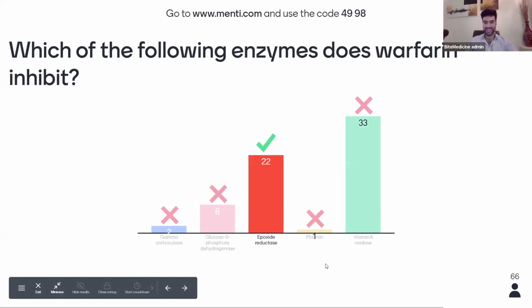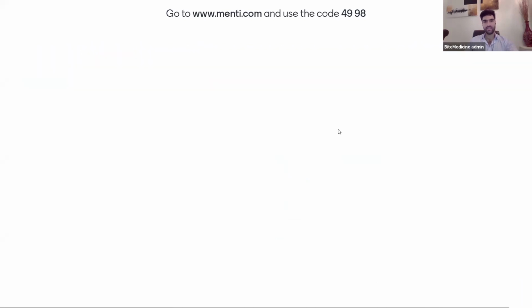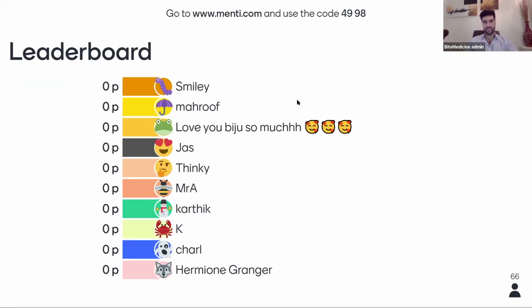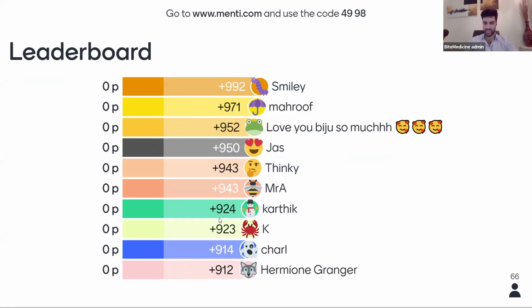Okay, epoxide reductase. It wasn't as hard as I thought. Obviously, you guys are very smart. So epoxide reductase is the enzyme it inhibits. Vitamin K oxidase is something I just made up. So well done, Smiley. Well done, all of you guys. You all did really well.